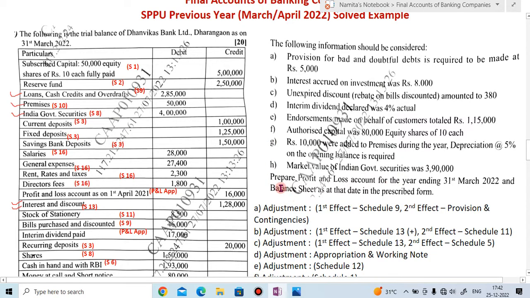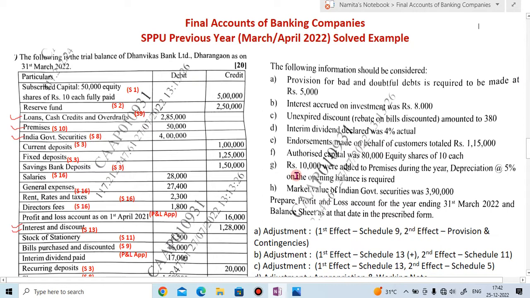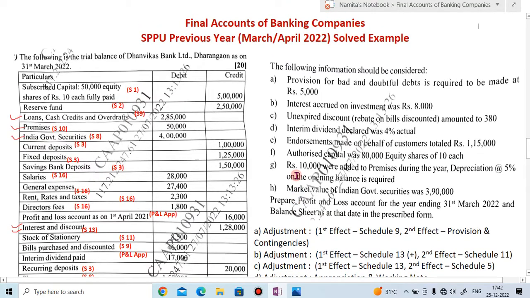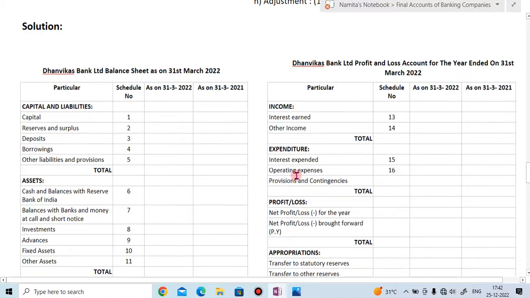Now here what they have said, that prepare profit and loss account for the year ended 31st March 2022 and balance sheet as on that date in a prescribed form. Okay, now see, we are preparing what? Final account of banking company. So as per Banking Regulation Act 1949, every banking company has to prepare the balance sheet and the profit and loss account in a vertical format, okay, in a prescribed form. So balance sheet is given in form A and profit and loss account is given in the form B. So I will show you the format of balance sheet and profit and loss account.